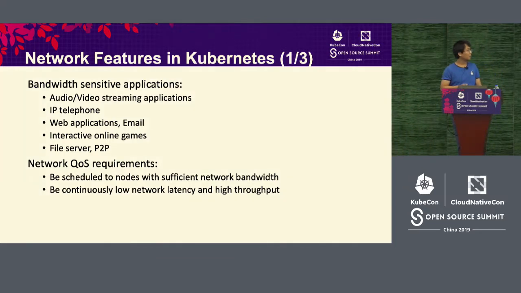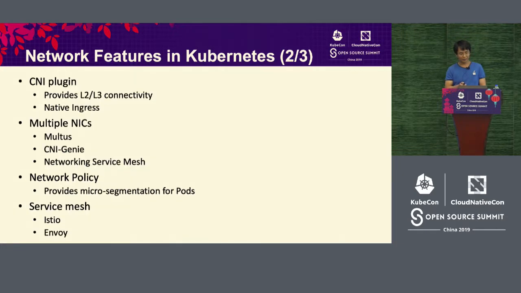And here are several bandwidth-sensitive applications. For example, audio, video, IP telephones, web applications, emails, and also online gaming, as well as file servers and P2P. For all of these applications, we have to deploy them on a node with sufficient bandwidth. We also have to guarantee very low network latency and very high traffic throughput.